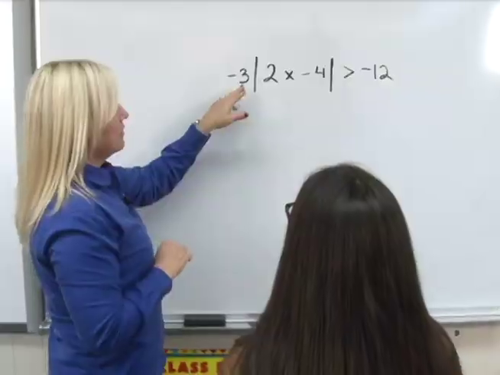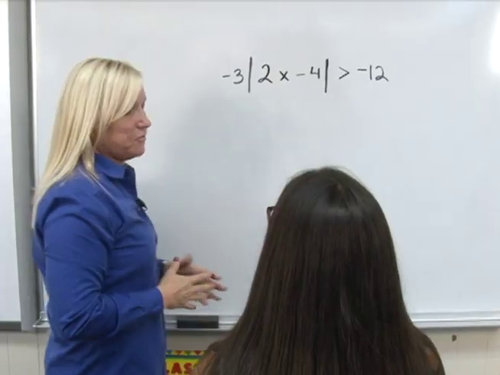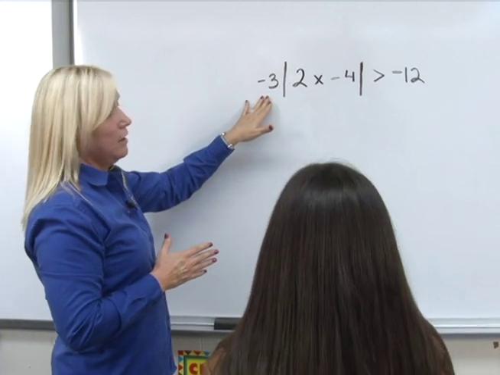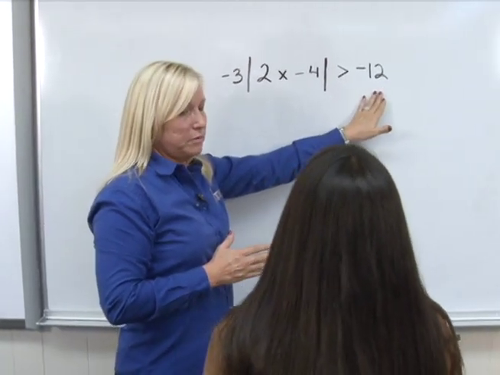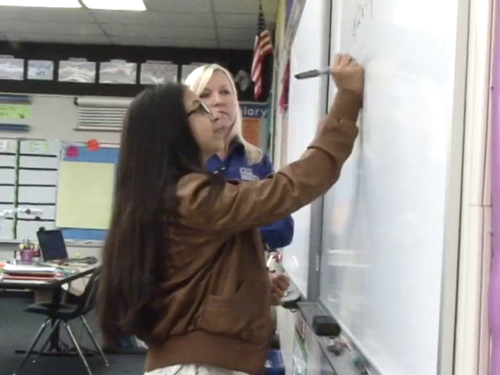Okay, this is -3 times whatever is inside here, right? Right. Okay, so what's the inverse operation of multiply? Dividing. So we can divide by -3, but remember, whatever we do to one side, we must do to the other. Okay, right. So go ahead and divide both sides by -3.